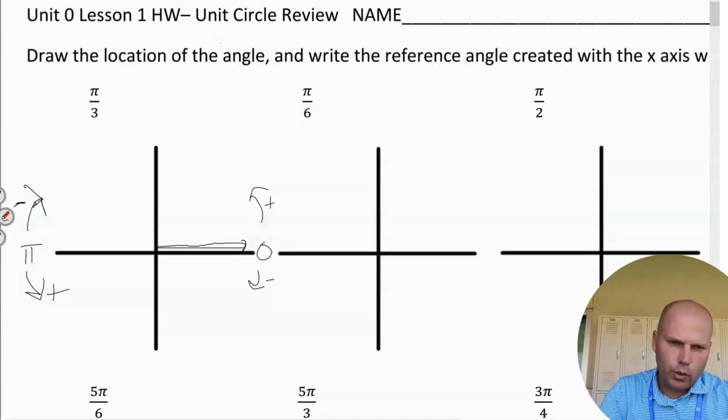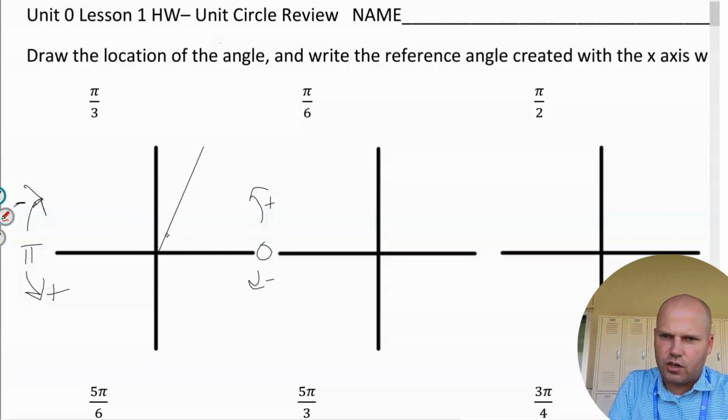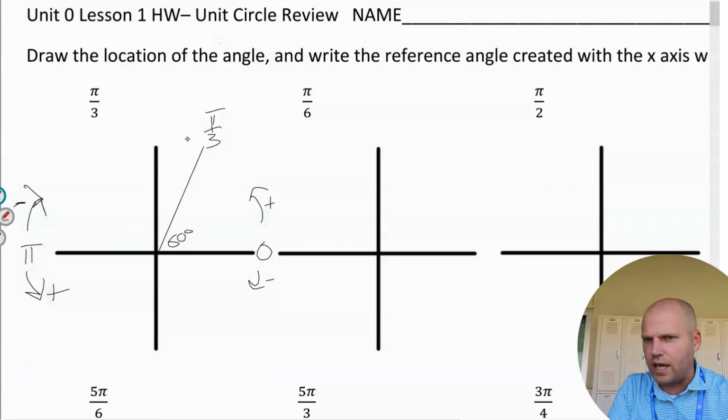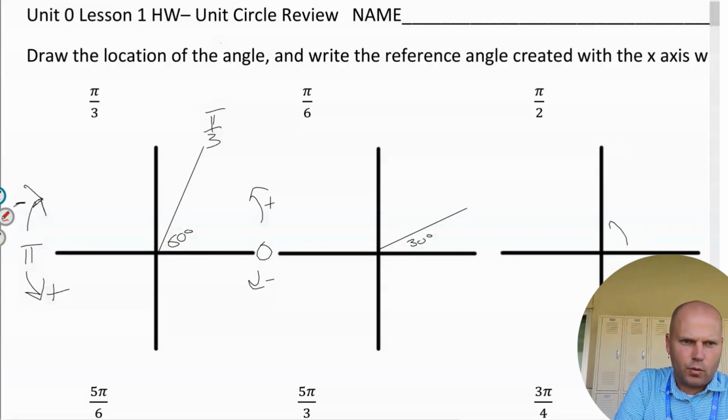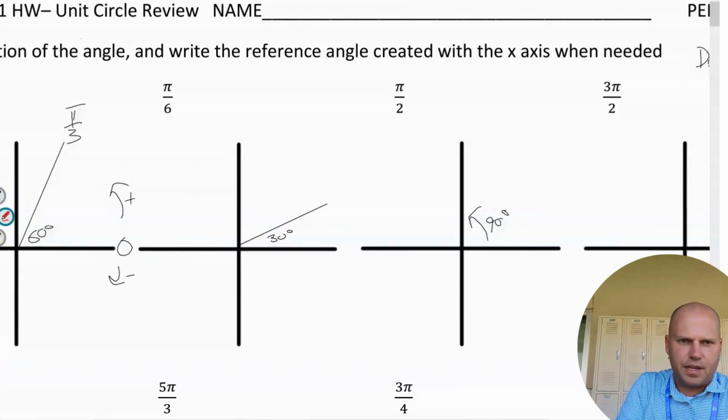So we already talked about these first two, and this is what I want you to do. Sorry if you're just fast forwarding through this. Pi over 3 is equivalent to 60 degrees. I like to just draw this and know that this arc length is pi over 3 radians. Pi over 6 over here creates a 30 degree angle. Great. Pi over 2, 90 degrees. If you want to draw that as 90 degrees, that's great. Pi over 2 is going straight up and down.